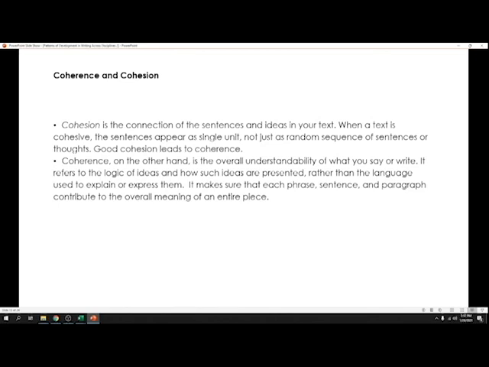we have coherence and cohesion. So, kapag sinabing cohesion, it is the connection of the sentences and ideas in your text. So, when a text is cohesive, the sentences appear as a single unit, not just a random sequence of sentences or thoughts. So, good cohesion leads to coherence. So, you need na may connection your first sentence to your second sentence.